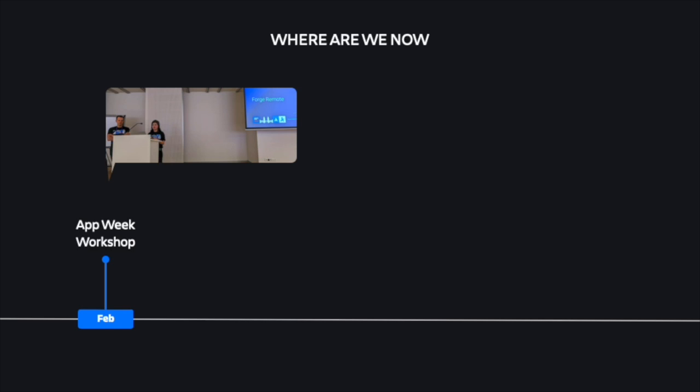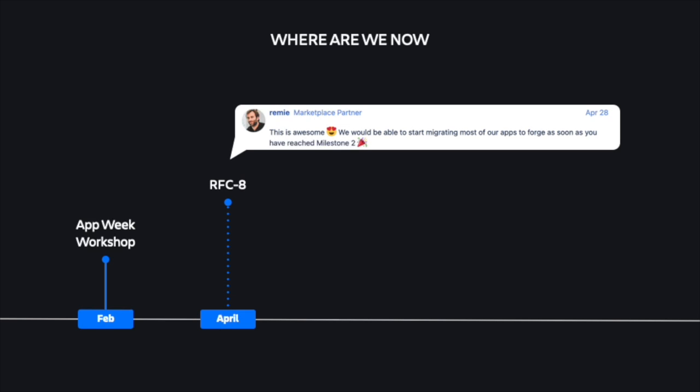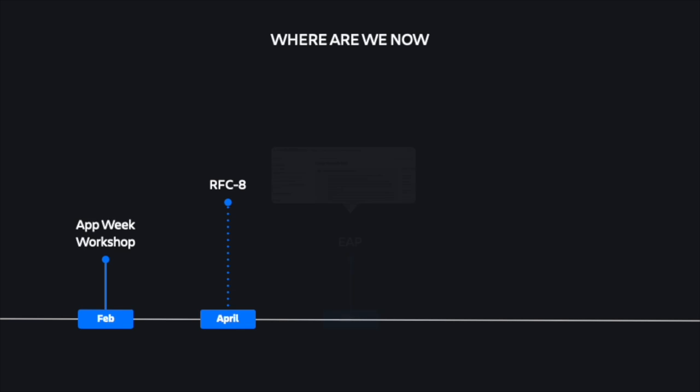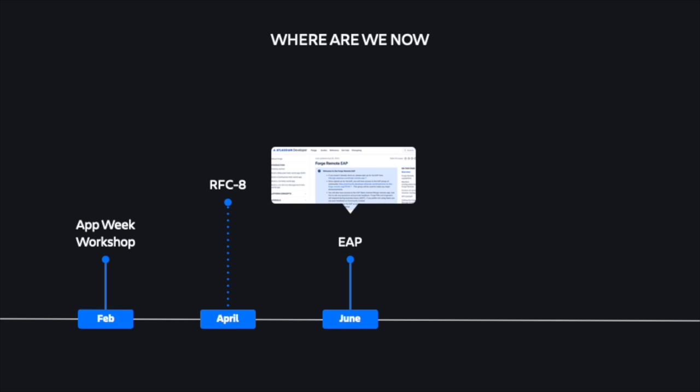So where are we now actually with our Forge Remote journey? It all started back at App Week in Berlin in February. Sajal and I ran a workshop in a room much smaller than this one to share our loosely held ideas for what we thought Forge Remote might be. And we got some really great feedback out of that session. We took that home with us and published RFC 8 back in April. Tim already stole my joke for the keynote about the hard eyes, so we'll move on from them. But it was really well received. Again, more feedback, so we knew we were on the right track.